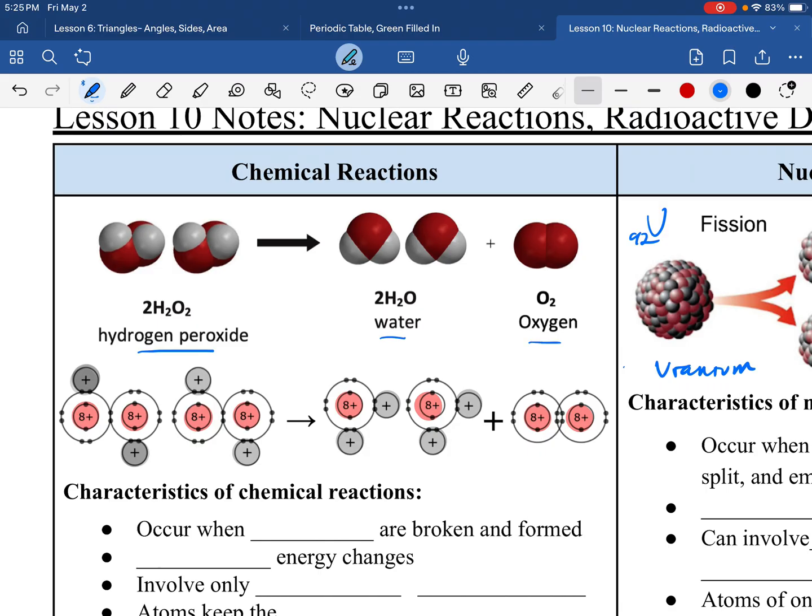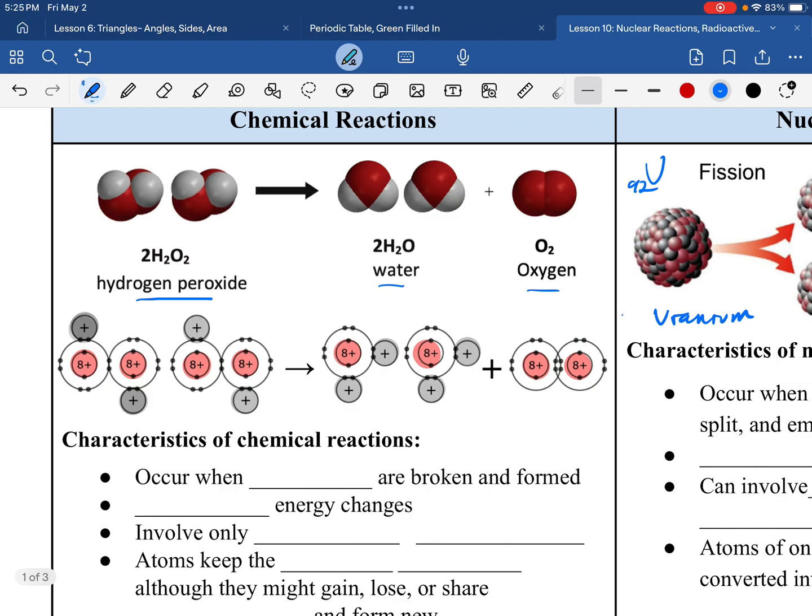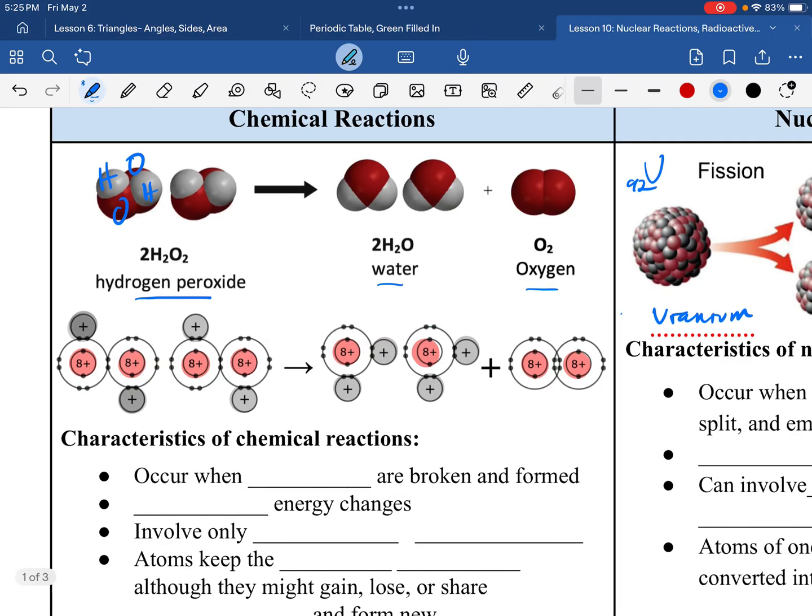So, the bonds in the hydrogen peroxide, so here the red is the oxygen in this picture, right? And then we have the gray hydrogens. And they were all bonded together, right? And then those bonds broke, and then new bonds formed between oxygen and hydrogen here, with an oxygen and two hydrogens to make water, and then two of the oxygens bound together with each other. Happens to be a double bond.